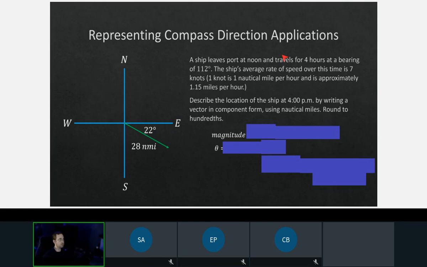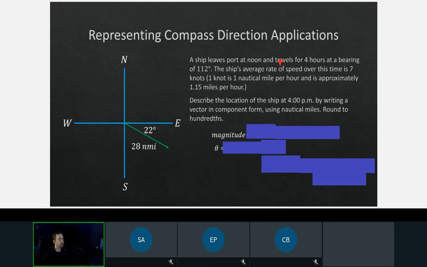All right, next. The problem says that the average rate of speed is 7 knots. And then it also goes on to say it wants us to describe the location of the ship at 4 p.m. And what time did we start? Oh, actually, it says 4 hours. So it started at noon. It travels for 4 hours.